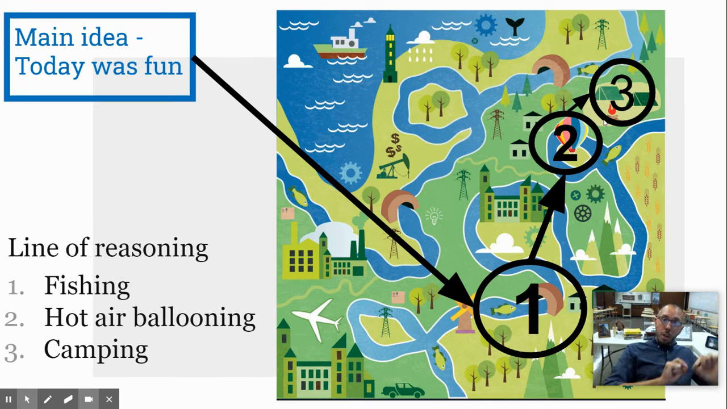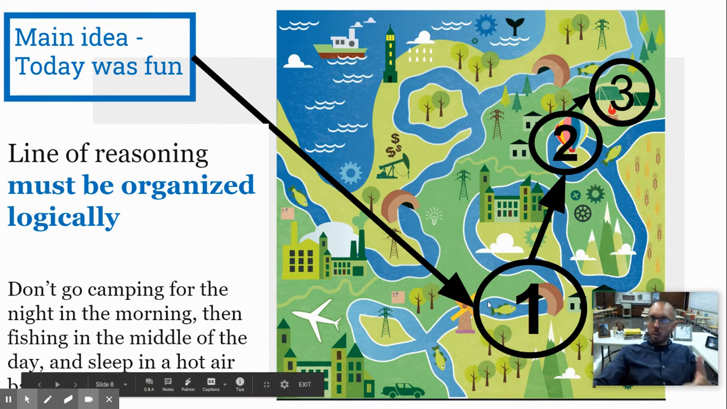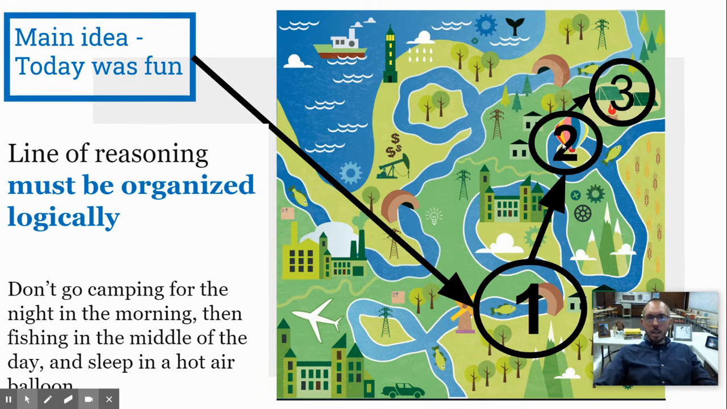So these were the logical sequencing of claims in order to support my main idea that today was a fun day. Now notice it has to be logical. It has to make sense. So what I should do is go fishing early in the morning when the fish are awake and biting. Then in the middle of the day when it's nice and bright and I can see everything and it's fun, I'm going to go hot air ballooning. And then I'm going to end the night with a campfire at night because campfires go at night, okay?